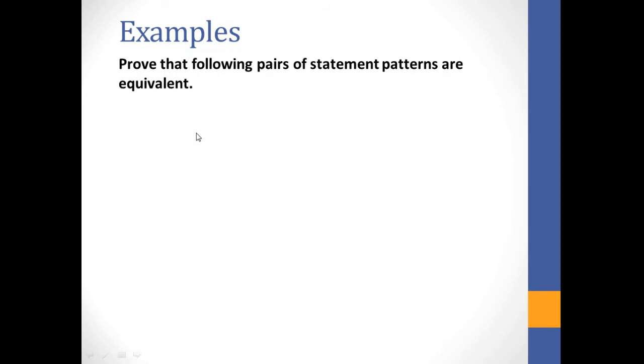The question is like this: prove that the following pairs of statement patterns are equivalent, by using truth table. First one is given like this. First statement pattern is P double implies Q, and the other one is P implies Q and Q implies P. So by using truth table we have to show that these two statement patterns are logically equivalent. Now see how you will show this.